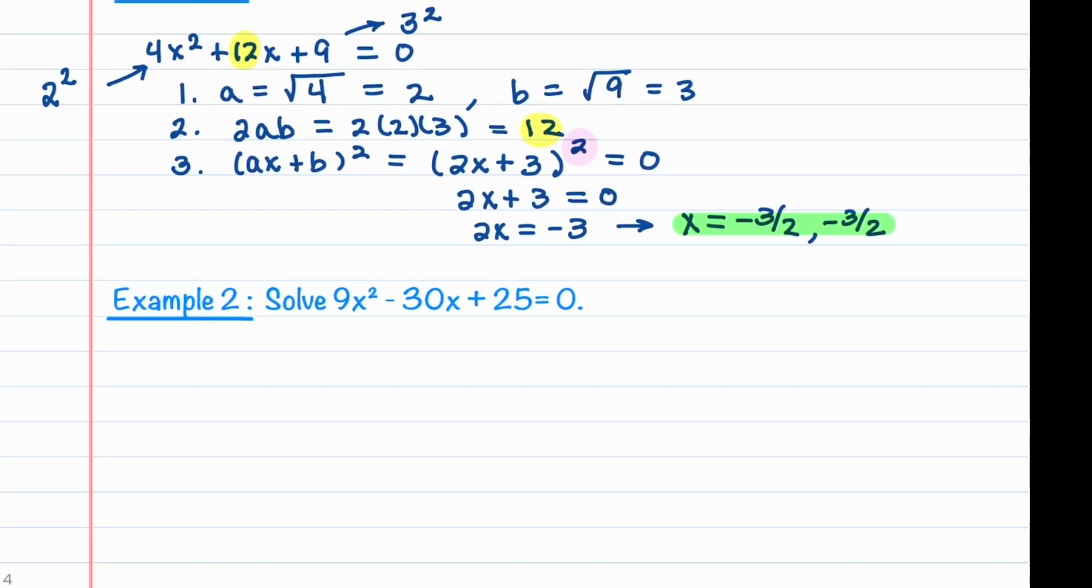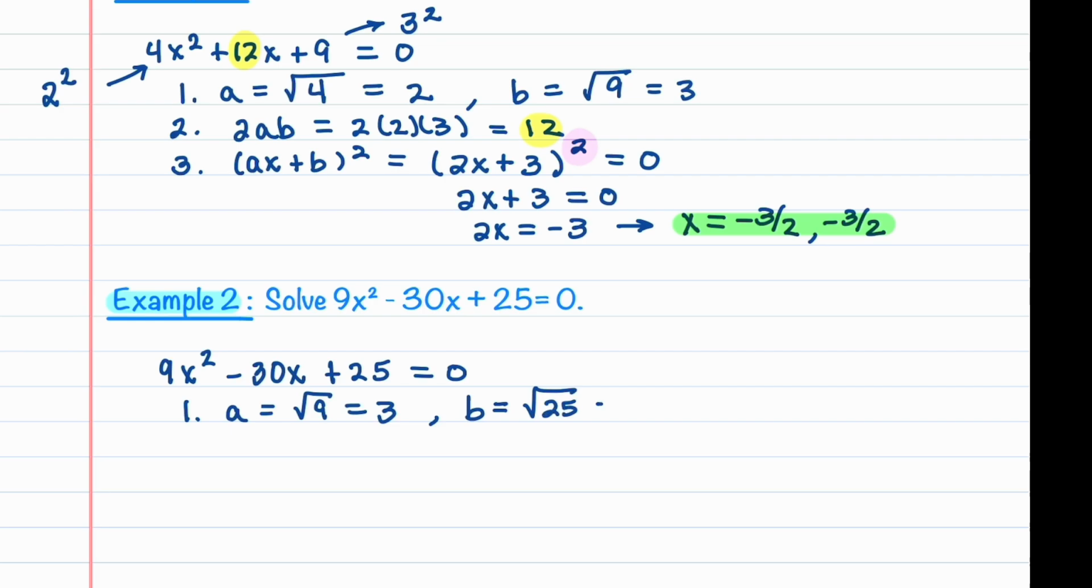You may want to pause the video and see if you can do this one on your own. In this example, we are going to solve 9x squared minus 30x plus 25 is equal to 0. In the first step, what we're going to do is make sure we have a perfect square, and our a term is going to be the square root of 9, which is 3. That's a whole number, so we have a perfect square, and then our b is going to be the square root of 25, which is equal to 5.